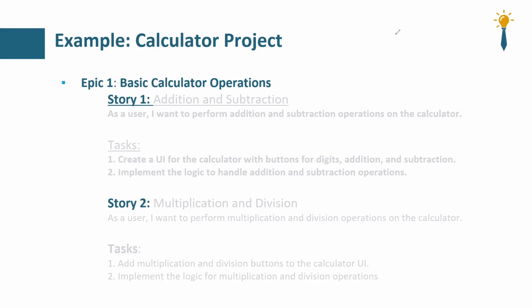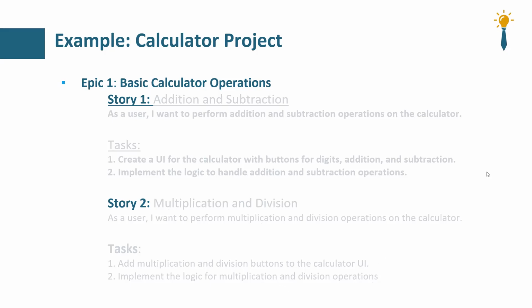Okay, we're not done yet. For example, the other story can be multiplication and division. So we have addition and subtraction as the first story. The second story underneath epic one is multiplication and division. And as a user, I want to perform the calculation. This can be the story. And then the tasks: implement the logic for multiplication and division operations, and the multiplication and division buttons, the UI part.